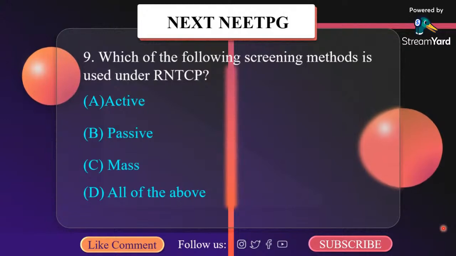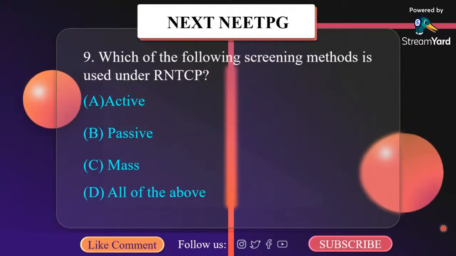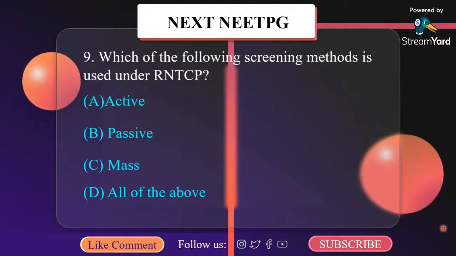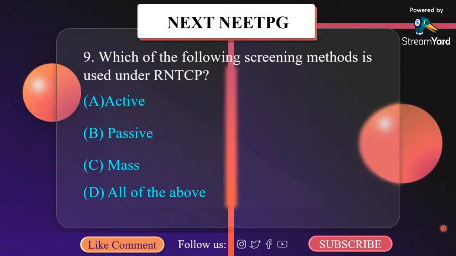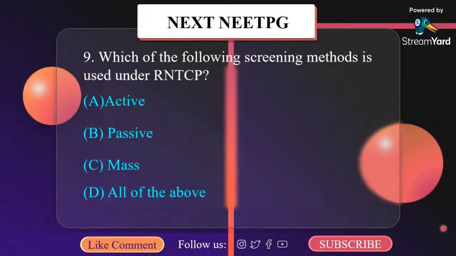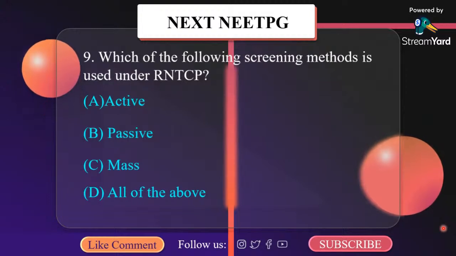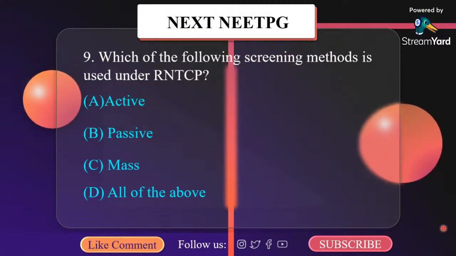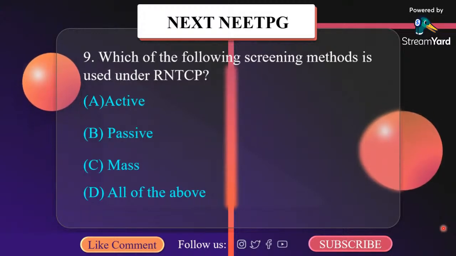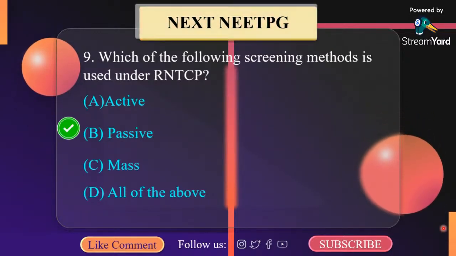Which of the following screening methods is used under RNTCP? A. Active, B. Passive, C. Mass, D. All. Under RNTCP, active case finding is never pursued. Case finding in RNTCP is passive. Patients presenting themselves with symptoms suggesting tuberculosis are screened with two sputum smear examinations. So it is B. Passive.